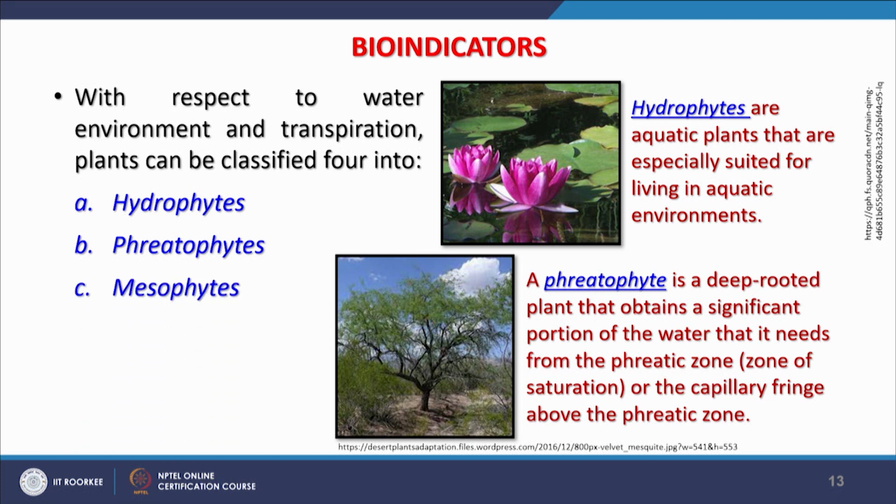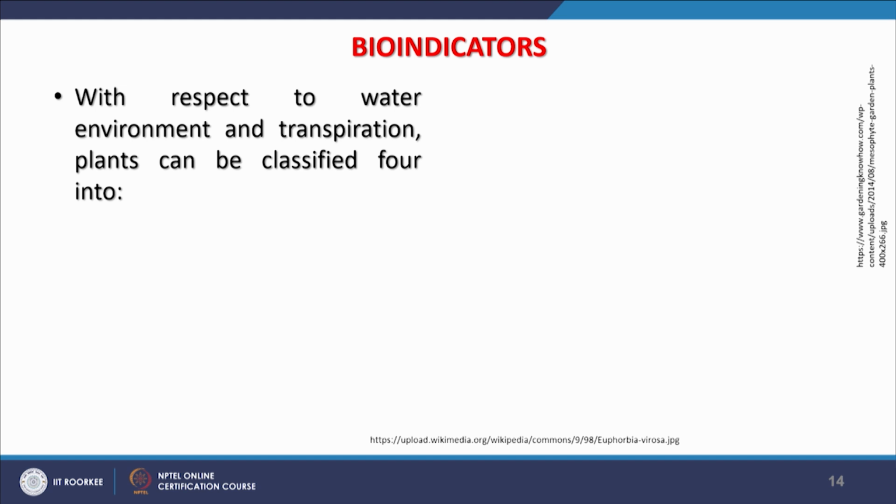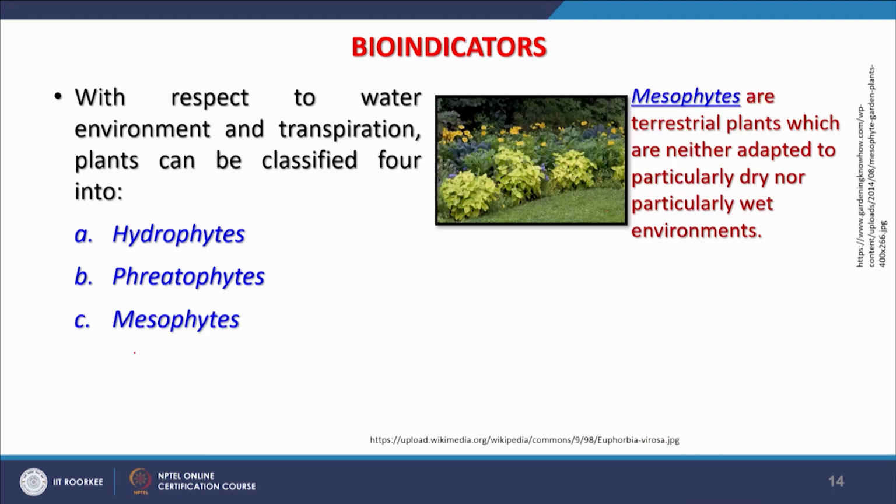And further there are the mesophytes. Mesophyte plants and xerophyte plants we will see very soon. With respect to water environment and transpiration, plants can be classified as we have seen. So, now the mesophyte plants are terrestrial plants which are neither adapted to particularly dry nor particularly wet environments. They can grow in very different water conditions. These are called mesophyte plants, a kind of mixed kind of plants.